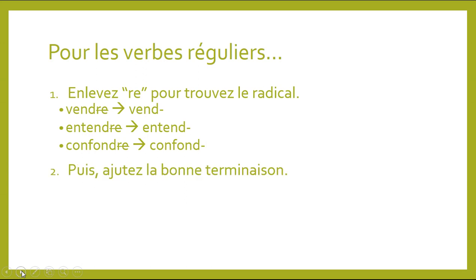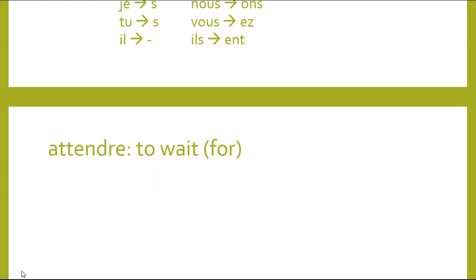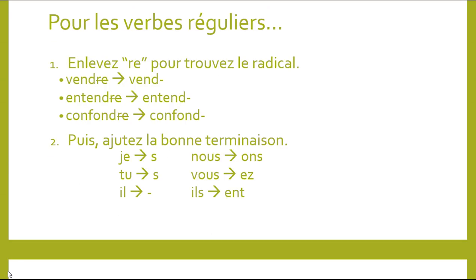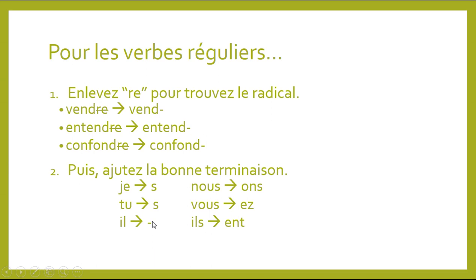Étape numéro 2, puis ajouter la bonne terminaison. Then you have to add the correct ending. So for je, that ending is S, and for nous, that ending is ONS. For tu, the ending is S, and vous, the ending is EZ. For il, elle, on, right here, the ending is nothing. On fait rien. So you add nothing to the end. And for ils, elles, pluriel, you're going to add ENT.